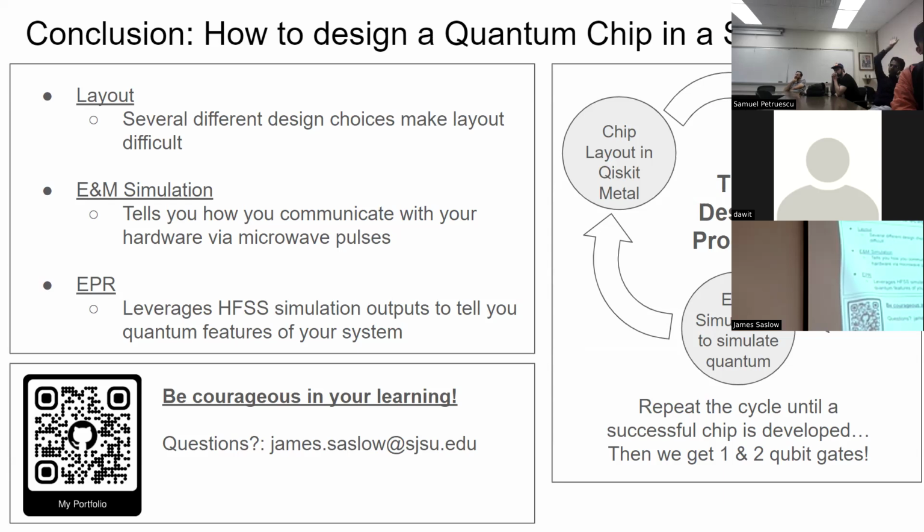And these are the caveats of the different processes. Layout is difficult because there are many design choices you can make. E&M simulation tells you how you communicate with your hardware via microwave pulses, and there's no substitute for this. You can't just do pen and paper work. You have to do simulation to really understand what your hardware is doing at a fundamental level. And you have to do EPR, energy participation ratio, which leverages the HFSS simulations to tell you the quantum features of your system.